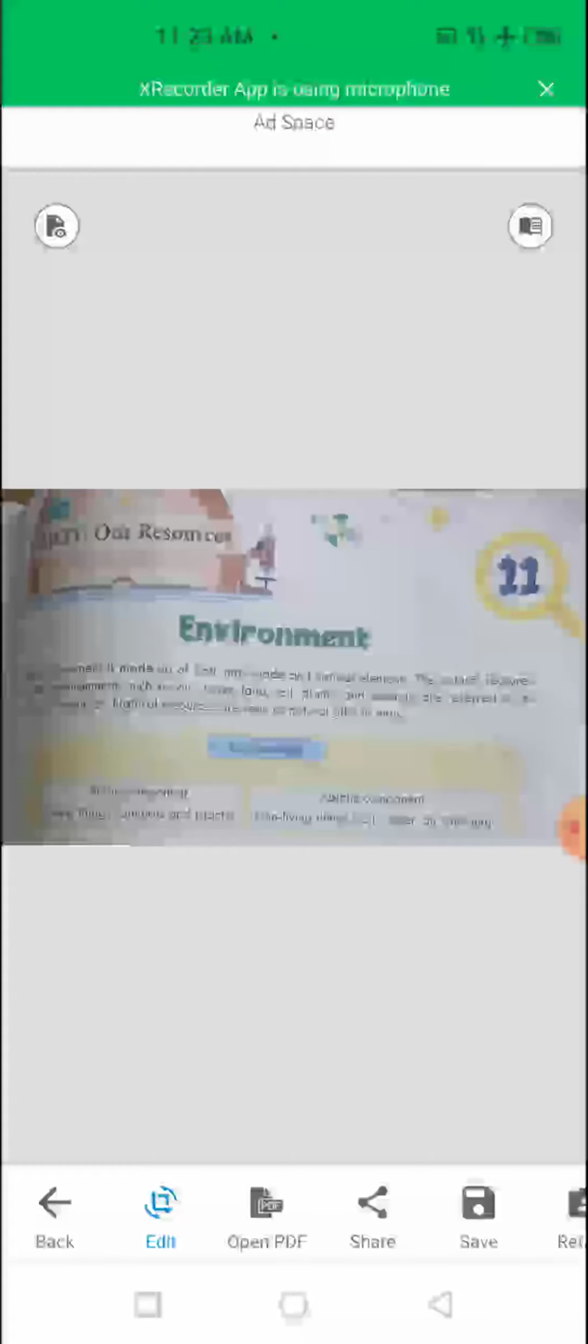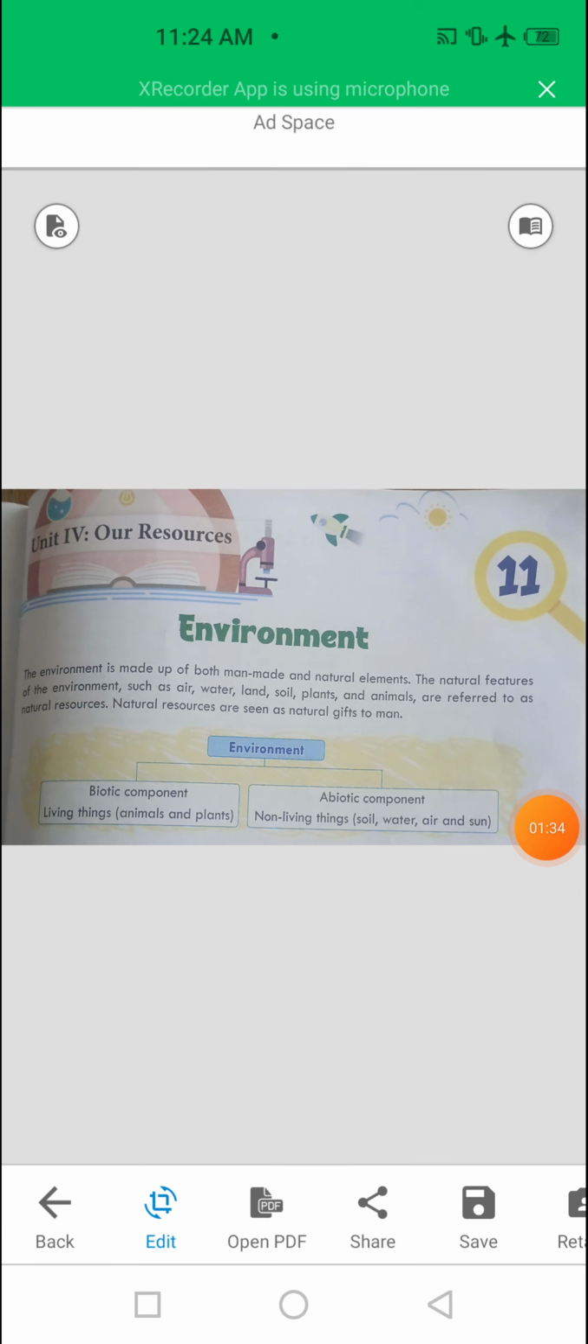So in this chapter we are going to discuss the environment, and it is divided into two categories, that is biotic component and abiotic component. Biotic component includes living things like animals and plants, and abiotic components include non-living things like soil, water, air and sun.